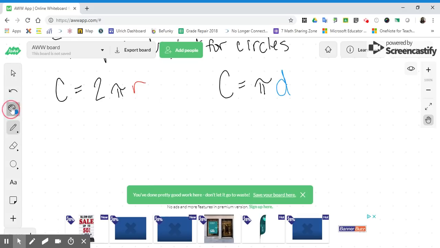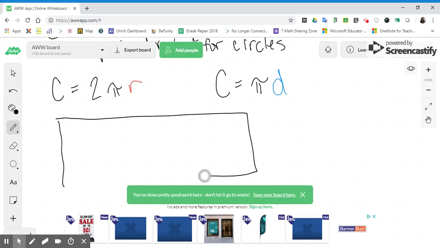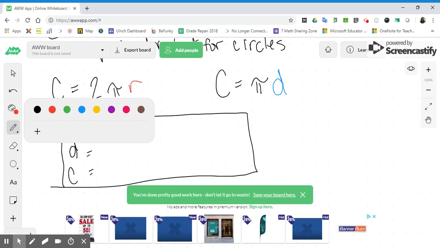So make a little table on your paper. We're always going to do it the same way. We have radius, diameter, circumference. We're always going to fill those in, where the radius is the halfway across, the diameter is all the way across, and then the circumference is the distance around the circle.